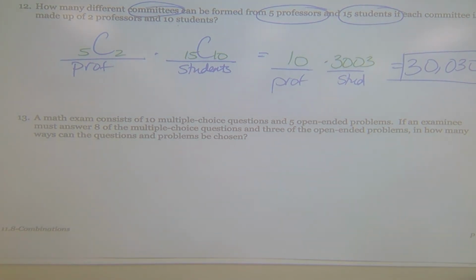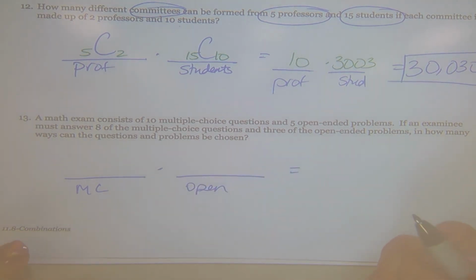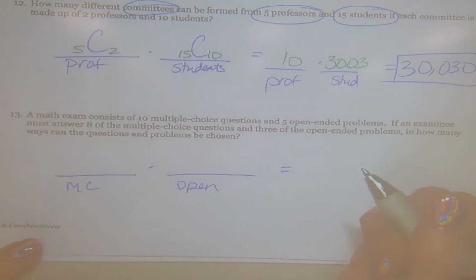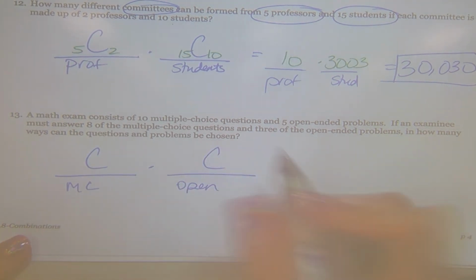We've got a math test with 10 multiple choice questions, 5 open-ended questions. You don't have to answer them all. You have to pick 8 multiple choice and 3 open-ended. So I'm picking multiple choice and open-ended questions on my test. Now, it doesn't matter which order. If I pick questions 1, 3, and 5, it doesn't matter if I answer them in that order or if I answer question 5 first. So we're looking at combinations.